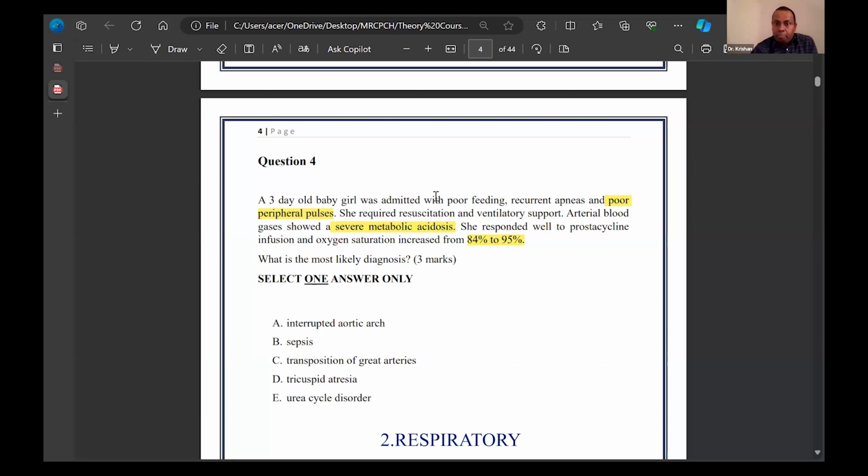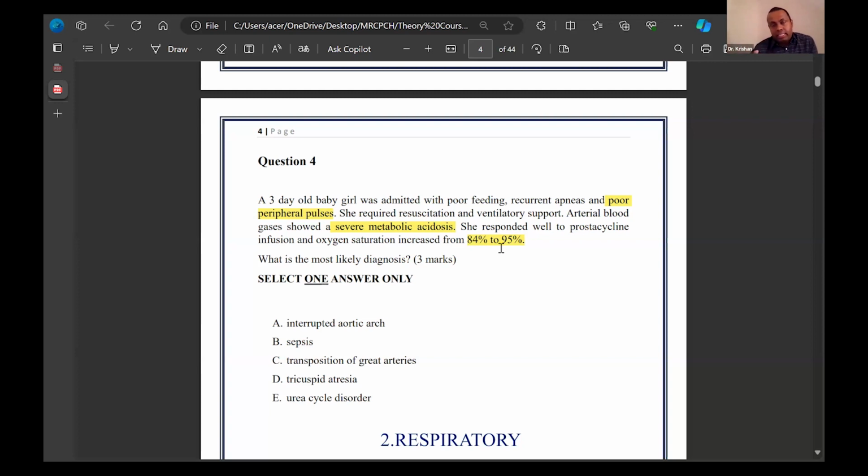Now here it says the peripheral perfusion has been poor. What does that mean? Peripheral circulation, say lower limb perfusion, was poor. You see, peripheral pulses are poor, right? When you give prostaglandin, possibly peripheral pulses improved. That is why saturation increased, right? So when that is the case, we need to think, would that be something to do with the aorta?